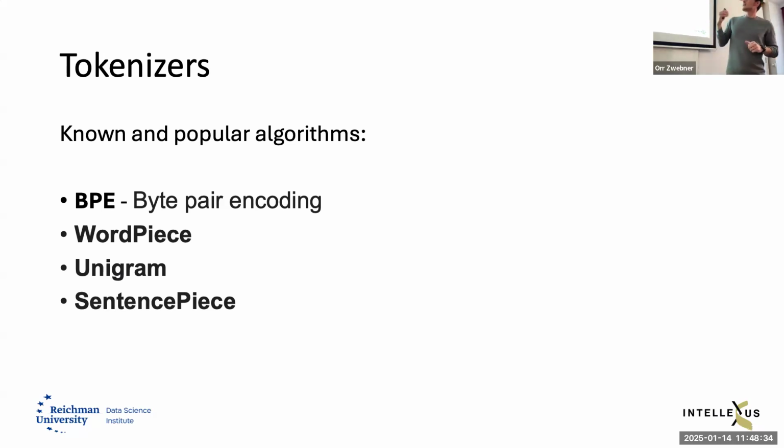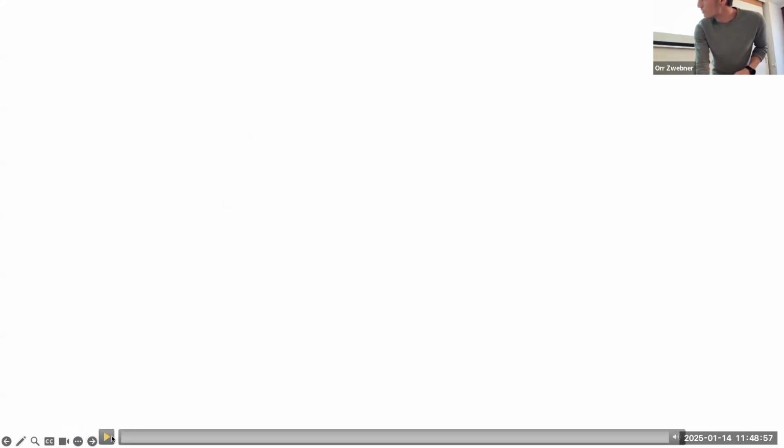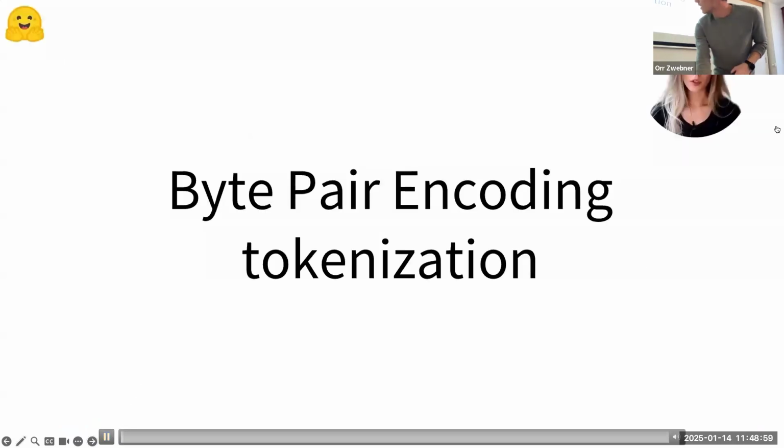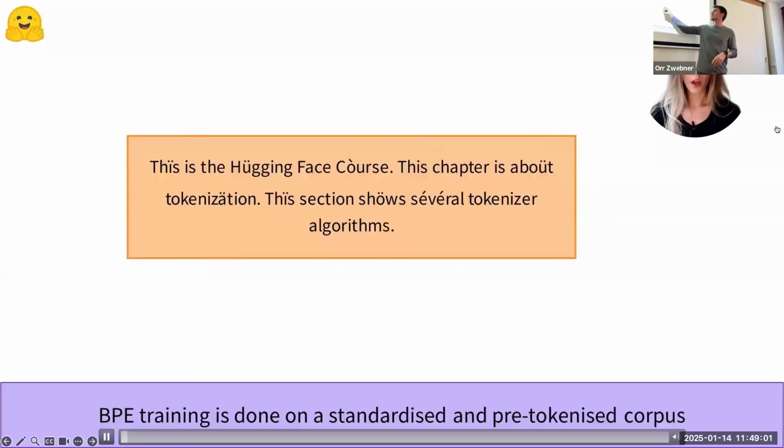There are known and popular tokenizer algorithms, byte-pair encoding and two others. All of them do the two things we spoke about, vocabulary construction and segmentation. They are similar algorithms, but different. Now, I will show a short movie from the Hugging Face tutorial of how byte-pair encoding tokenization works.